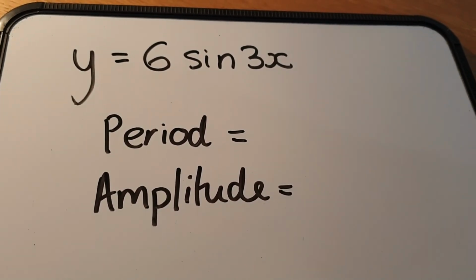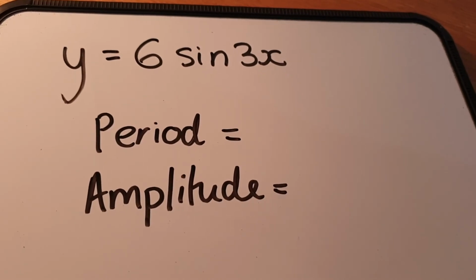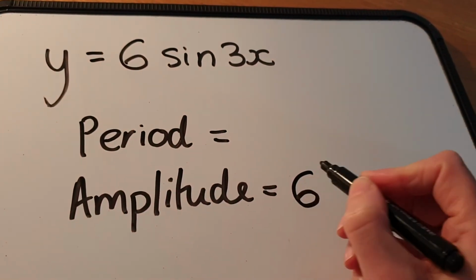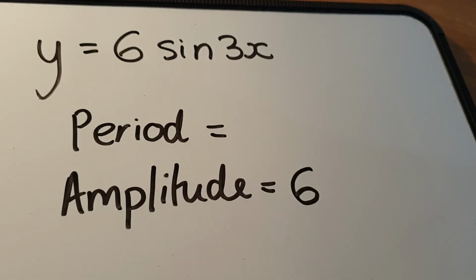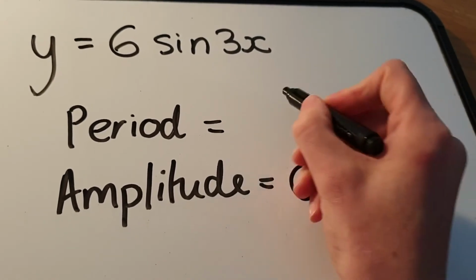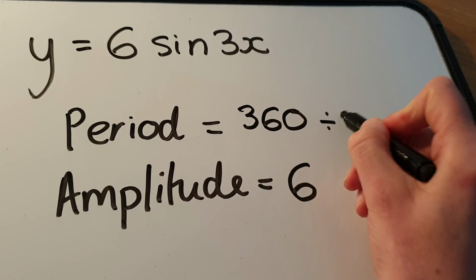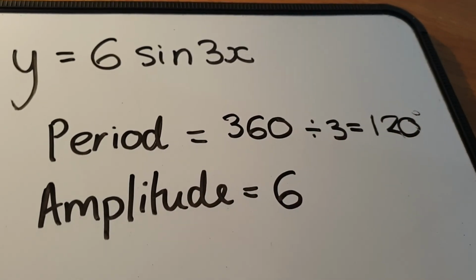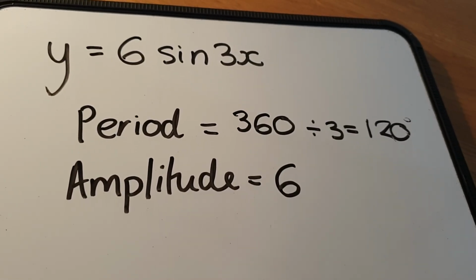If you're just given the equation and you're asked to find the period and amplitude, this is what you would do. So 6 is the number at the front, so that's your amplitude. The period, it says 3x, so that means you can fit 3 curves between 0 and 360. So all you do is 360 divided by 3, and you'll get 120 degrees. Okay, so your period would be 120 degrees, and your amplitude would be 6 for this one.